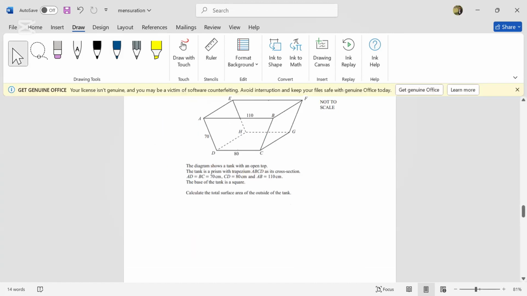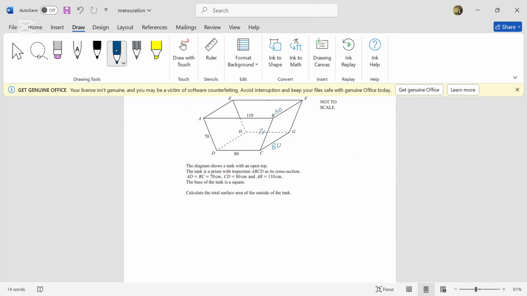Okay, let's make a start with this question. As given in the question, it is a trapezoid. First, look at the instructions given to us. They are saying that AB is equal to BC. It means this is our BC, so this will also be 70. Then they're saying that it's a square-based tank, which means this will be 80, and this will also be 80. These are the instructions given to us. Let's move on to the total surface area.